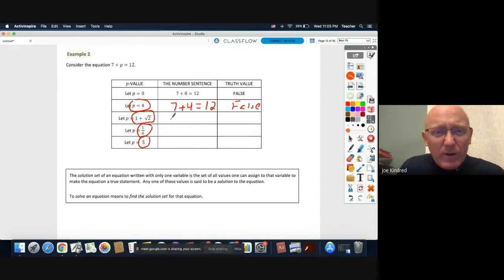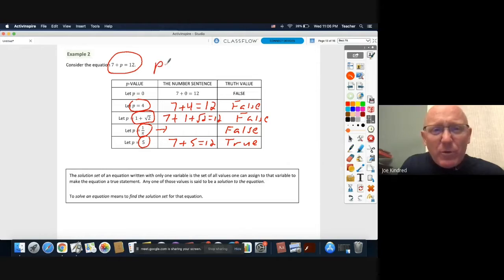And you keep going along here, and you just say, okay, 7 plus, what's p this time? P is 1 plus the square root of 2. Does that equal 12? And the answer is false. Nope, that doesn't equal. And the same thing here. If you go ahead and plug that in and use a calculator, you'll find that this is false. It turns out that the last one here, if you put in 5, yep, that does make it true. And in fact, that's the only solution. So 5 would be the only solution. P would be equal to 5.